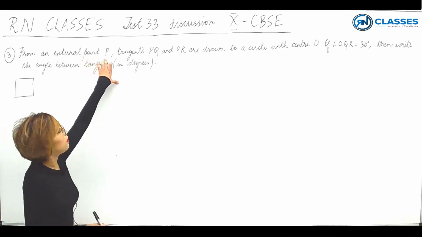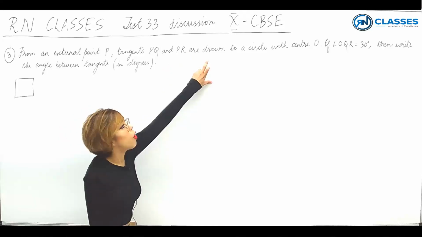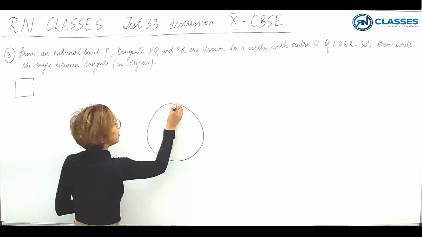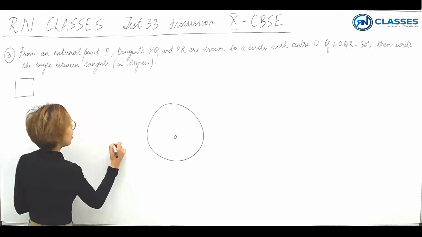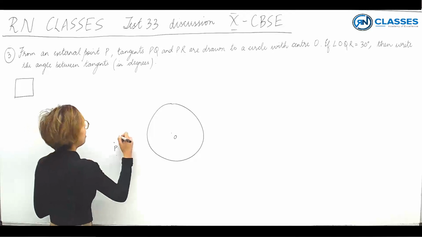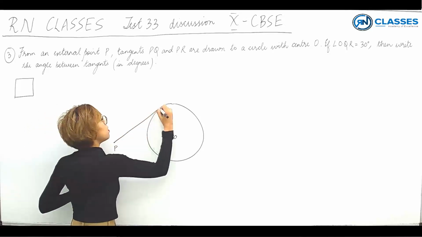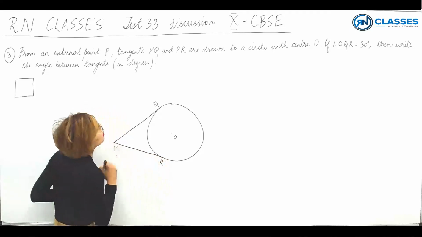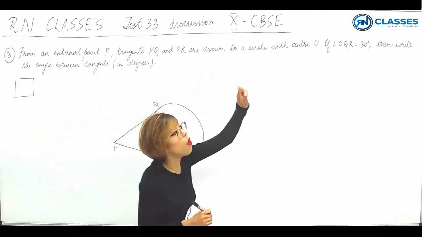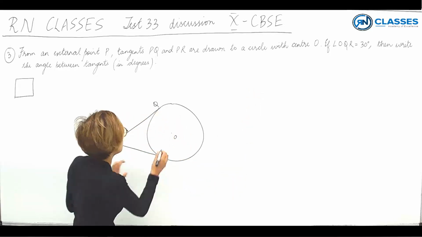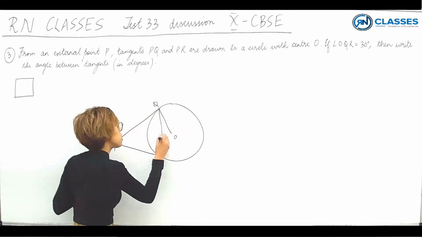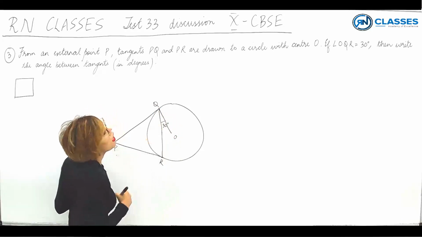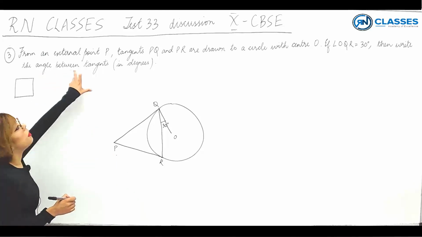From an external point P, tangents PQ and PR are drawn to a circle with center O. So there is a circle and the center is O. From an external point P, tangents are drawn, PQ and this is PR. Now he says OQR. So join this first and then this. OQR, this angle is 30 degree. And he says then write the angle between the tangents.